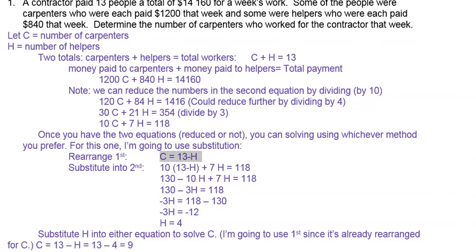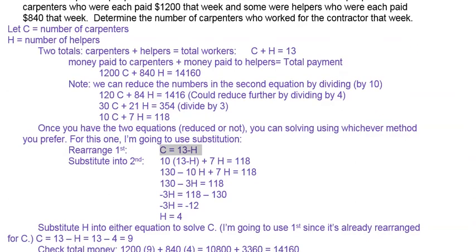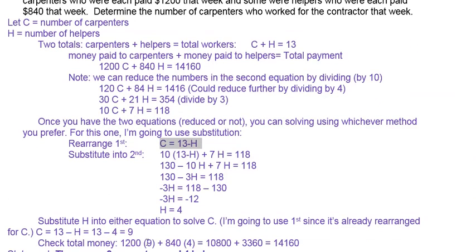Now, that seems like reasonable answers. We're talking about people, so it makes sense that we ended up with whole numbers, 9 in the one category and 4 in the other. We can also check that the money works out. So if I have 9 people getting paid $1,200 and 4 people getting paid $840, I can do that multiplication and see, yes, it does work out to the total that they were supposed to be paid that week.